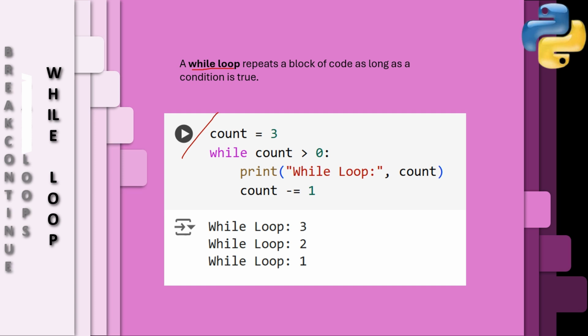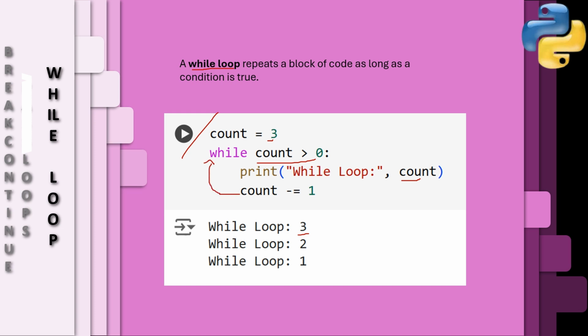Coming to this example, we defined count as 3. Entering the while loop, the condition is: until and unless count is greater than 0, it should print the count value. Enter the while loop and the condition is met as the count is greater than 0. So we print while loop and the count value is 3. In the next line, we decremented the count by 1. So the count value will be decreased from 3 to 2 and it again goes back to while.